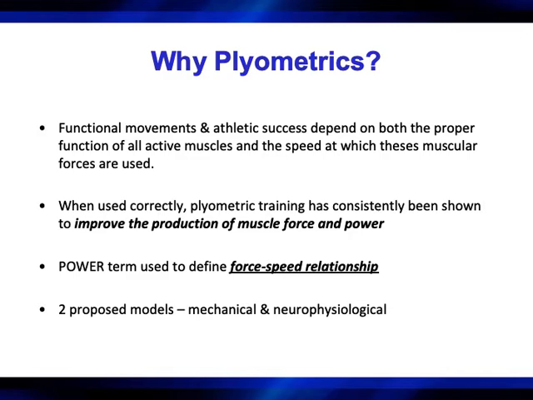the neuromuscular change. So the power term used to define this is called the force-speed relationship. You're generating high amounts of force in a short amount of time. There are two proposed models that account for this from a physiological standpoint. One is a mechanical model, and the other one is the neurophysiological model, involving more of the nervous system. The goal here is that we want to increase the production of power in the shortest amount of time.